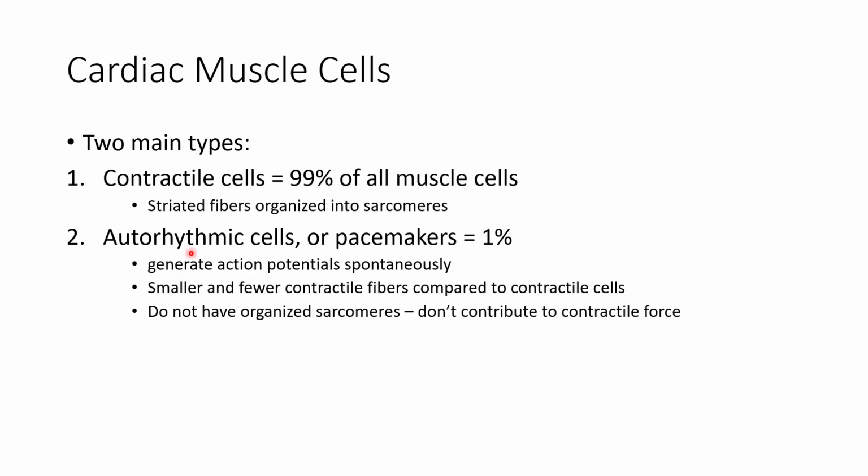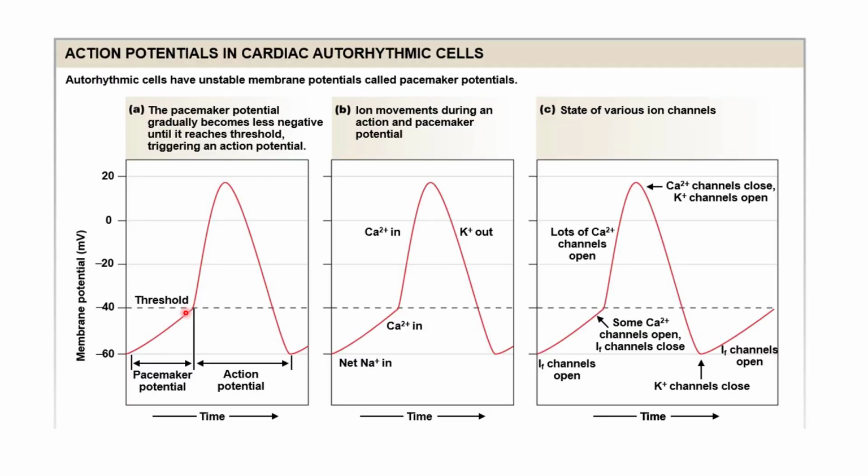What's interesting about these cells is they generate action potentials completely spontaneously on their own, meaning they don't need to be innervated to reach threshold. Now, as far as their contractile fibers go, they're much smaller, they're much fewer when we compare to contractile cells, so they're really not generating much force. In fact, they don't even have organized sarcomeres. But what they are doing is propagating the action potential that will spread throughout the rest of the muscle cell. And so that's why we call them pacemakers. They are setting the pace of the contraction of the heart, our rhythm.